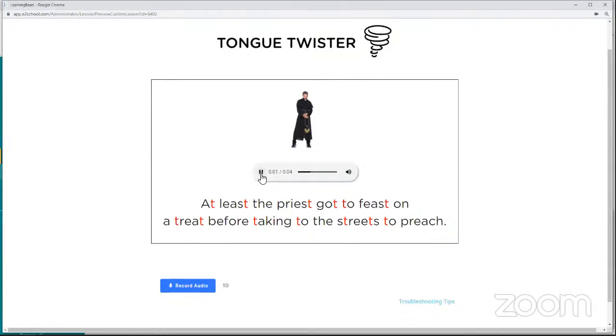At least the priest got to feast on a treat before taking to the streets to preach.